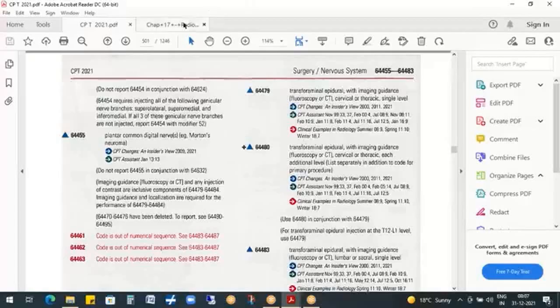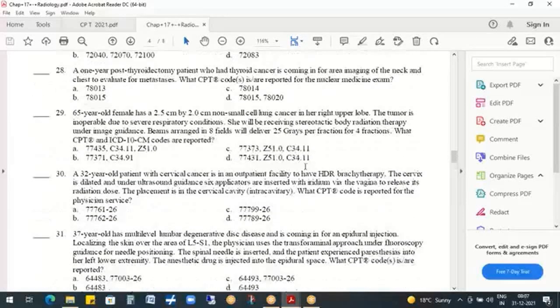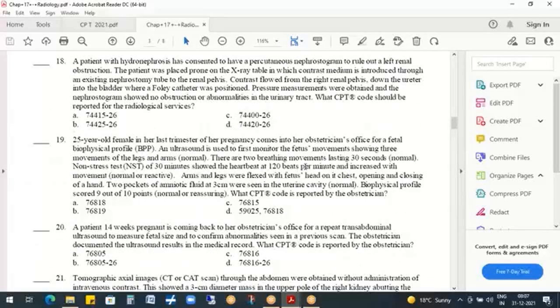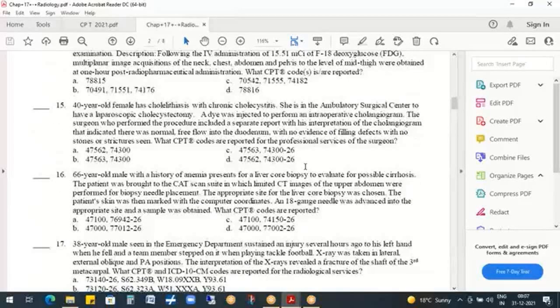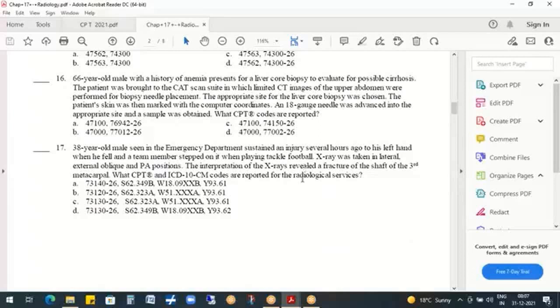When do we need to code guidance? When guidance is a part of the procedure? If guidance is a part of the procedure, do not code it separately. Otherwise, we need to code guidance separately. That is the key term we need to keep in mind. Try to practice one question, you will understand. Question number 16.